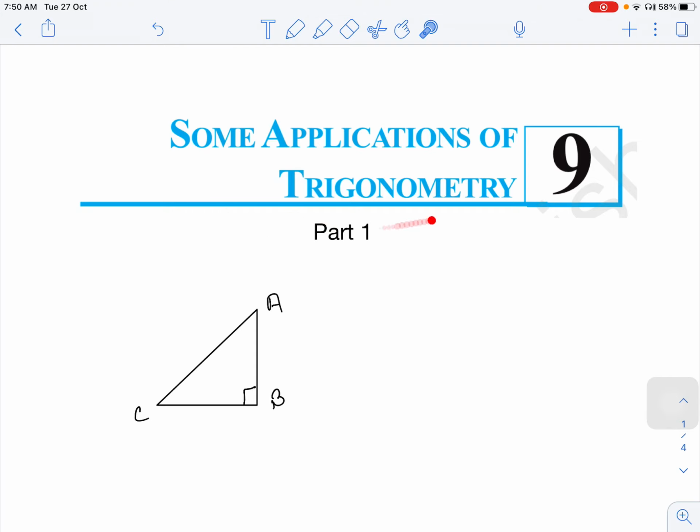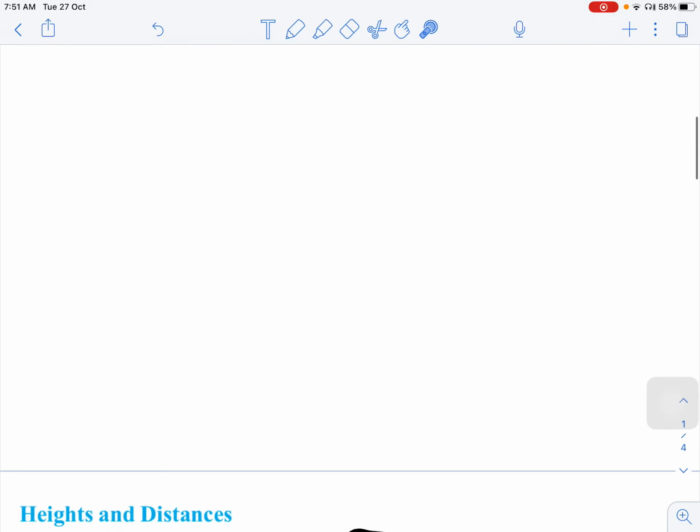In trigonometry we have learned that it is related with the right angle triangle. Now what are its applications? Where can we use this trigonometry? One simple example: we can use trigonometry to know the height of any object, or the distance of any object from us. But for finding that, some minimum requirements are there, so let us learn them one by one.